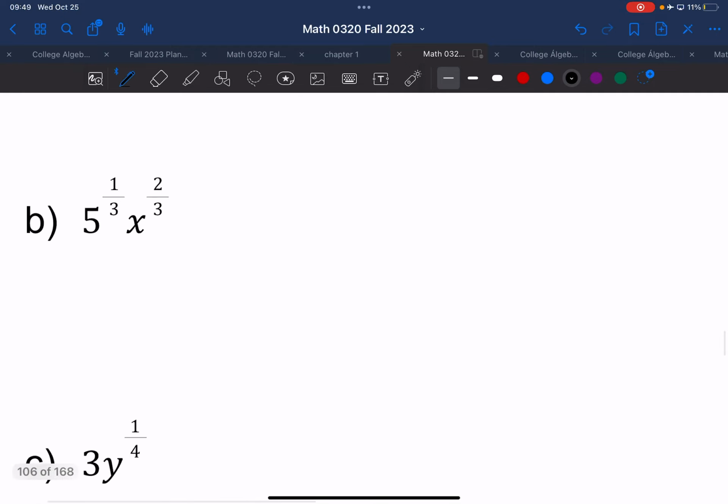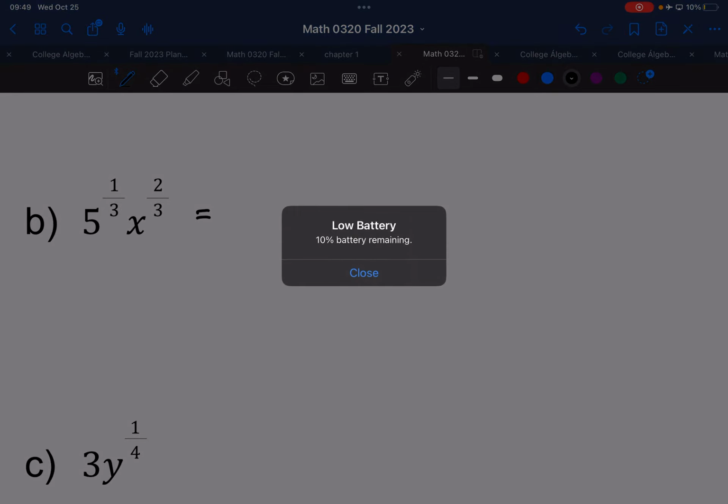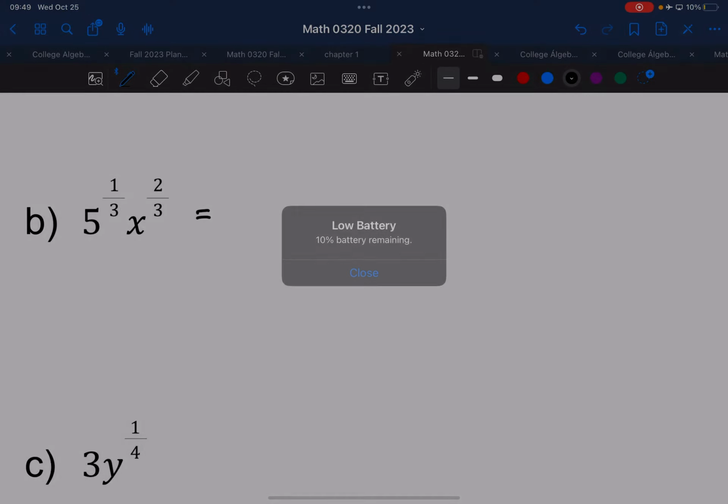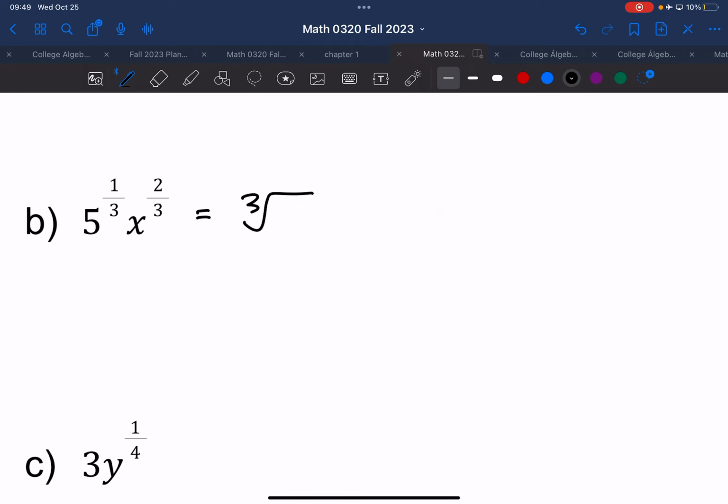And the next one, however, we have a number and a variable. Okay, so we're going to do each one separately. So for the first part, 5 to the 1/3 power, how can I rewrite that? Good, cube root of 5. Do I need to do anything with that 1? No, because technically what that 1 is telling me is to raise everything to the first power. And does that change the problem? No, that's like multiplying by 1.